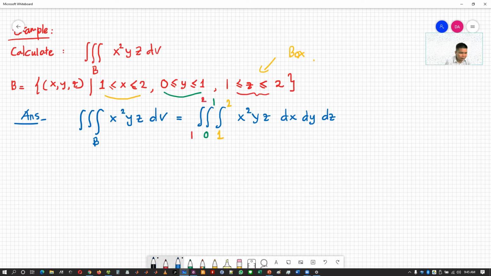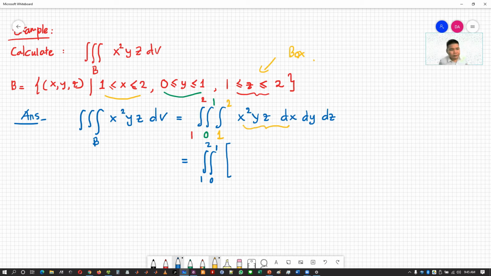Okay, now I will try to calculate it one by one. First of all, I would rewrite again the boundary in the y and z: 0, 1, 1, 2. Okay. Now I integrate this function with respect to x.